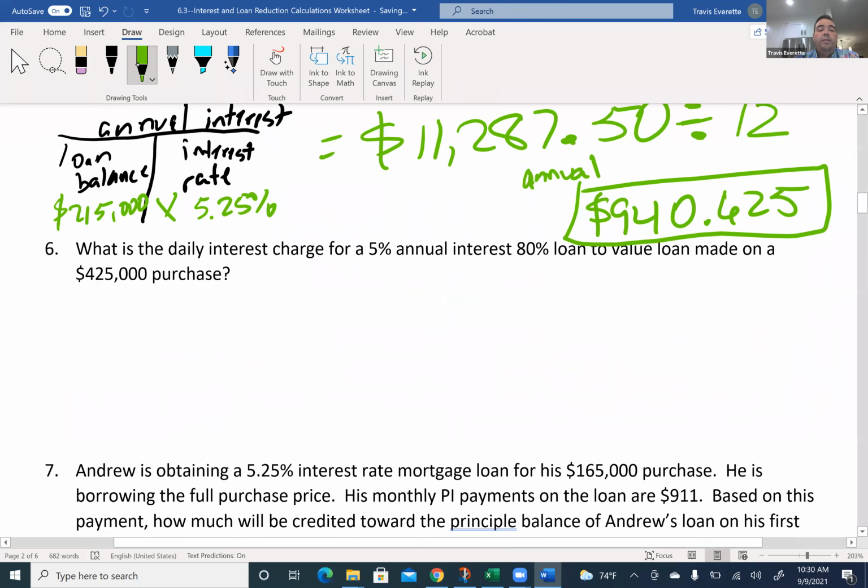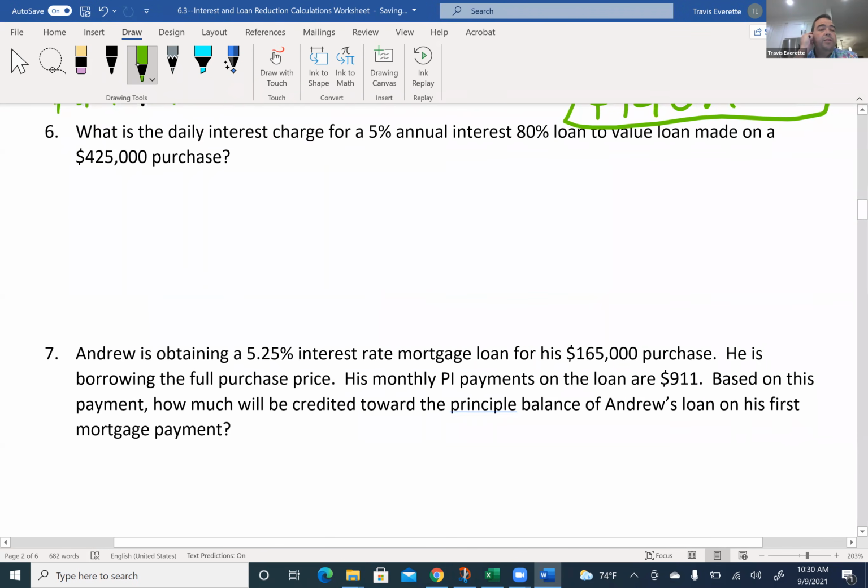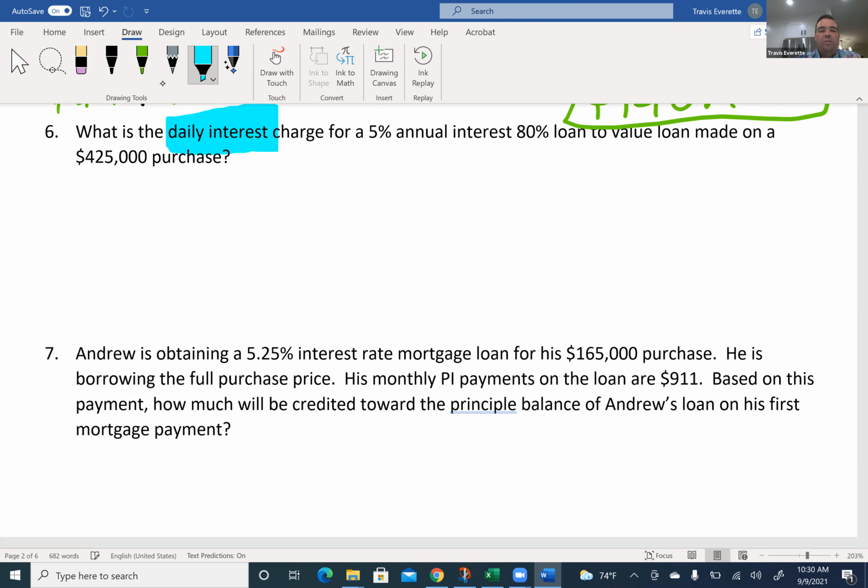All right, how about number 6 here? Number 6 says, what's the daily interest? Whoa, daily. What's the daily interest charge? Ooh, how am I going to do that? I mean, I only know how to get to annual interest.